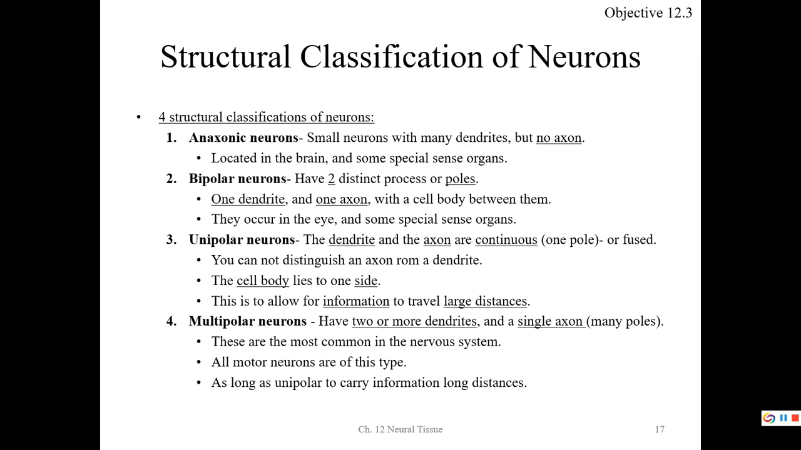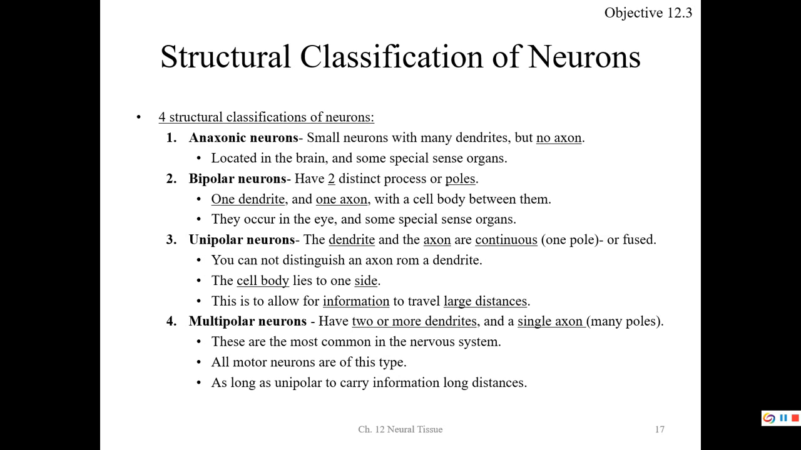There are unipolar neurons. They have a dendrite and axon. What happens is the dendrite and axon fuse together, forming one pole. So you cannot distinguish an axon from a dendrite. The cell body is on the side, not between. They allow information to go very long distances.